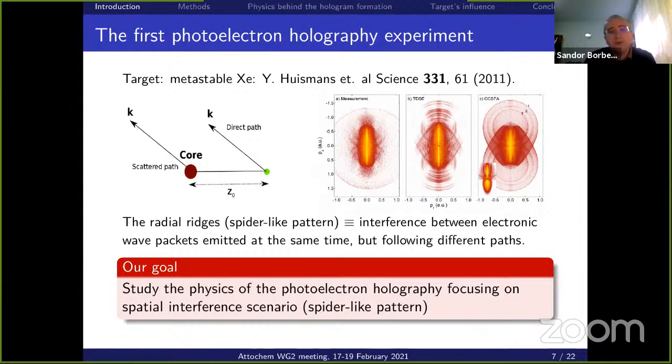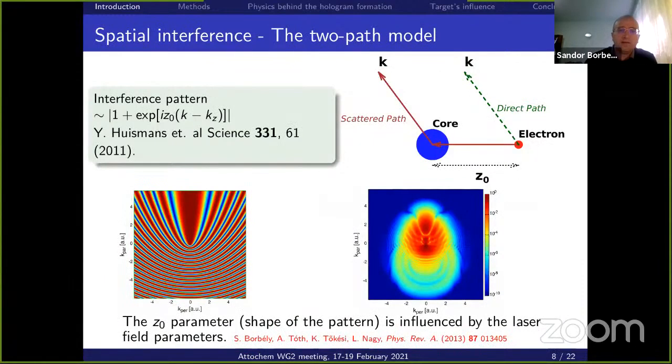In the last few years, we spent quite a lot of time investigating this kind of interference effects, namely this spider-like photoelectron holography. This spider-like holographic pattern can be understood in the framework of a very simple so-called two-path model. You assume that under the action of your external laser field, a continuum electronic wave packet is created at a distance Z0 from the core.